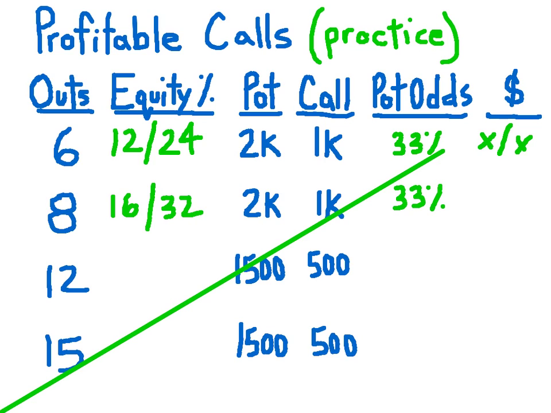So this time with one card to come, 16% is less than 33%, so still it's not a profitable call, we'll fold. But how about with 2 cards to come? That's close. 32% is less than 33%, but since we're approximating anyways, we'll call it break even.